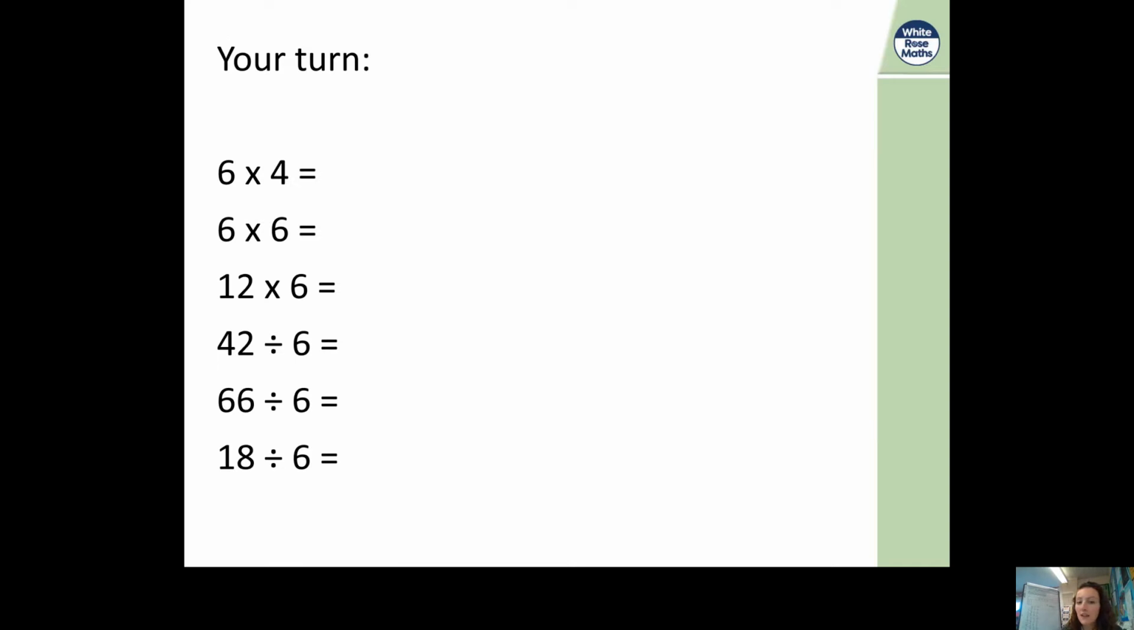Okay, so 6 times 4 equals 24. 6 times 6 is 36. 12 times 6 equals 72. 42 divided by 6 equals 7. 66 divided by 6 is 11. And 18 divided by 6 equals 3.